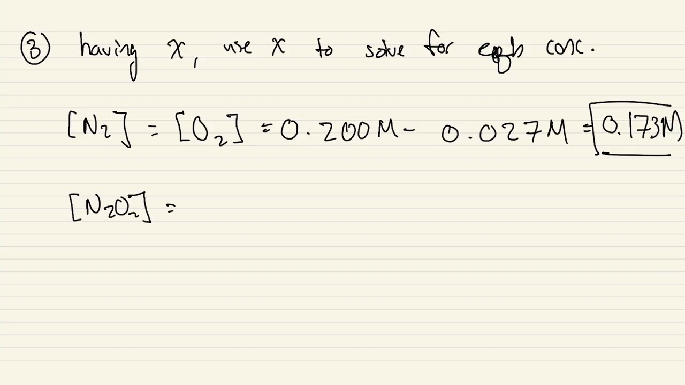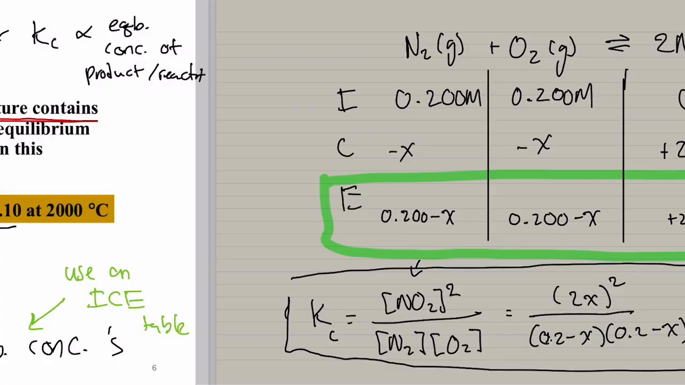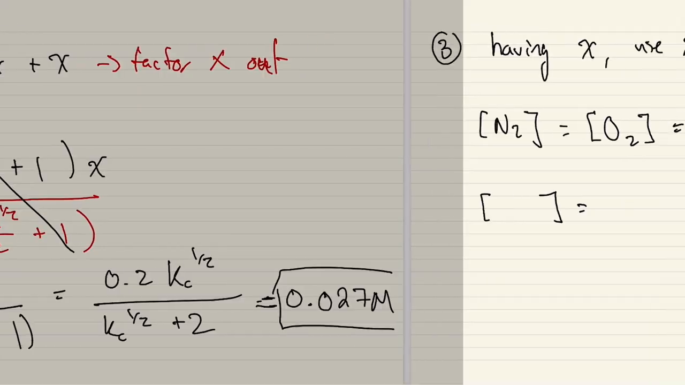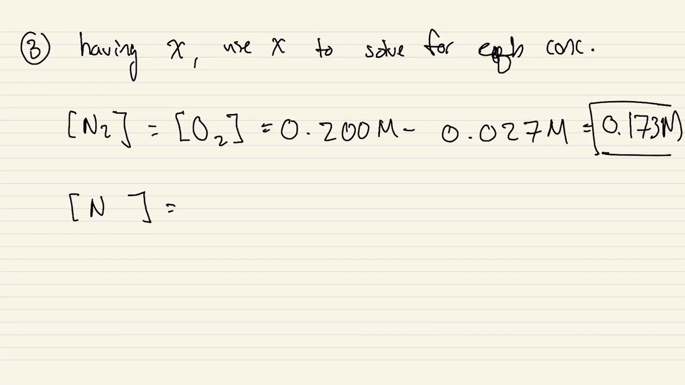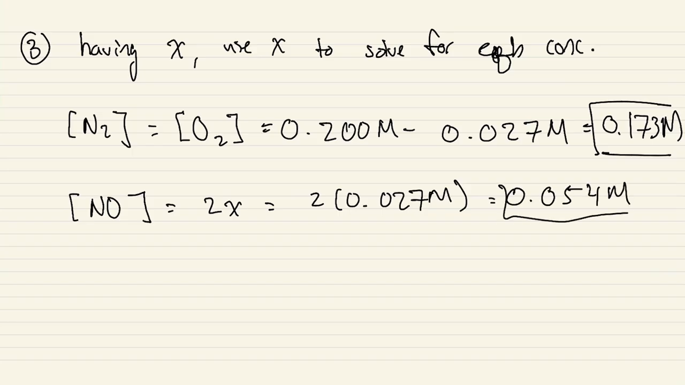Sorry, not N2O2. NO is just equal to 2 times x, which is 2 times 0.027 molar. That gives us, I did that wrong here, 0.027 times 2, 0.054 molarity.